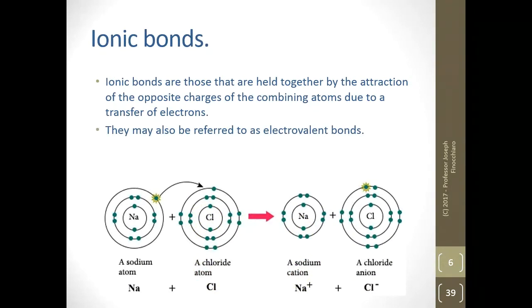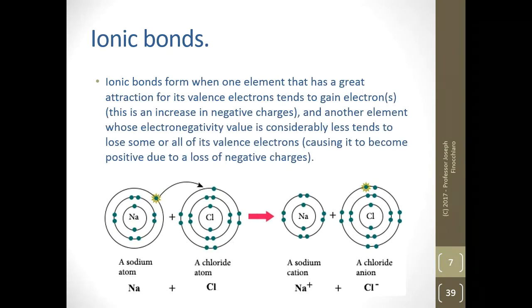Ionic bonds are those that are held together by the attraction of the opposite charges of the combining atoms due to a transfer of electrons. They can also be known as electrovalent bonds, okay? Ionic bonds form when one element that has a great attraction for its valence electrons tends to gain electrons, okay? It's an increase in negative charges, and another element tends to lose some or all of its outer electrons, causing it to become positive. Remember, these things are electrically neutral.